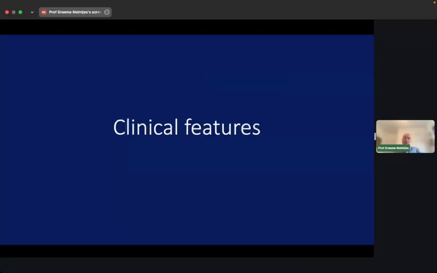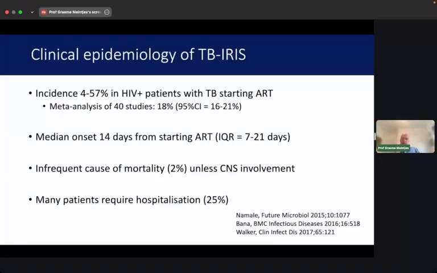So what are the clinical features and the clinical characteristics of paradoxical TB-RS? We know that across studies, there's a wide range of prevalence and incidence estimates. One study reported that just 4% of patients on TB treatment starting ART developed TB-RS, whereas in another study it was over 50%. But on average, in a meta-analysis, 18% of patients starting ART while on TB treatment develop IRIS. Obviously, if they've got risk factors, it'll be higher than 18%.